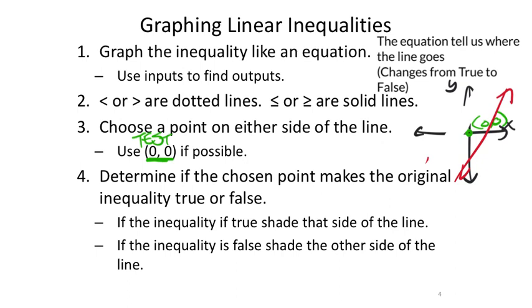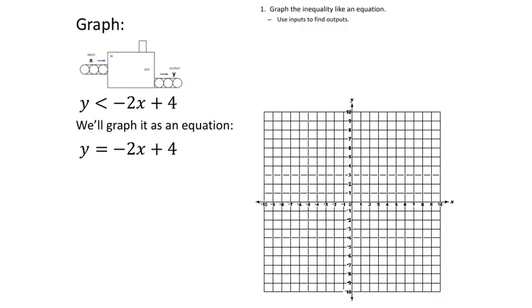So let's take a look at our first example. Again, we're looking at this like an input-output machine. I will choose values to put into the machine, and then we will see what comes out of the machine. So right now, this is our inequality: y is less than negative 2x plus 4. Now, the less than tells us we'll have a dashed line, but I'm not worried about that right now. We're going to graph this like it's an equation. So again, I'm not worried about the less than. I only look at equal to because this is going to give me the line on the graph.